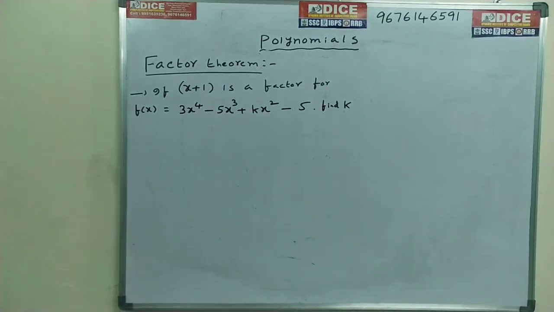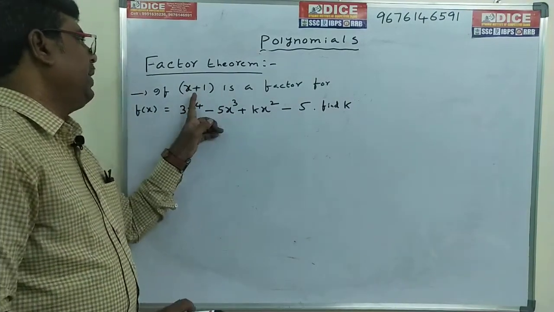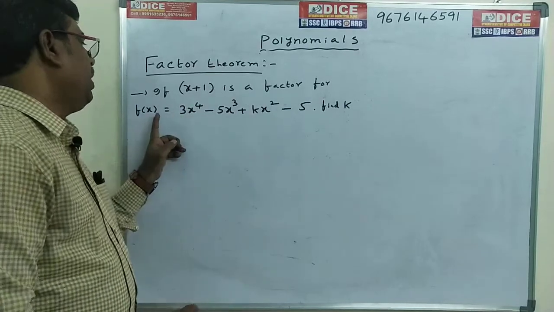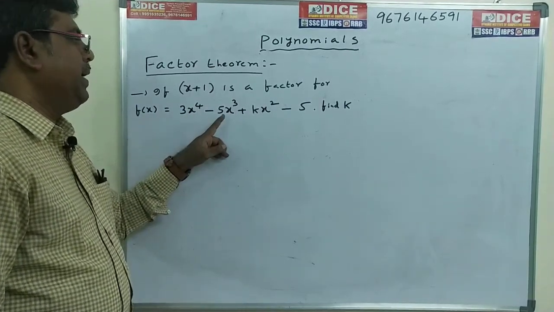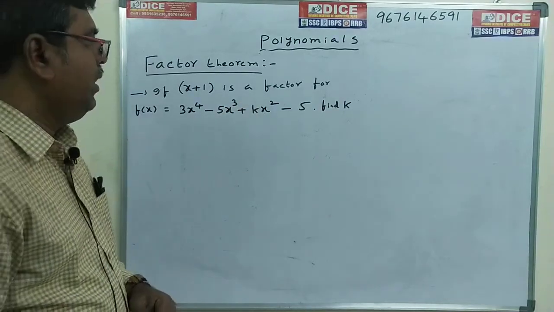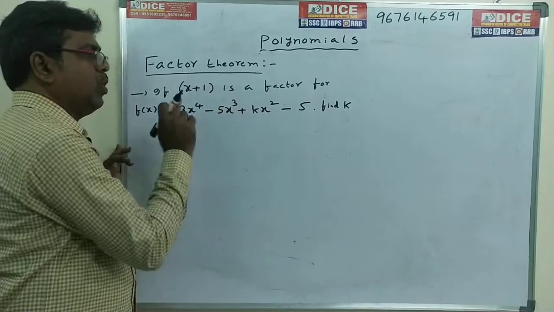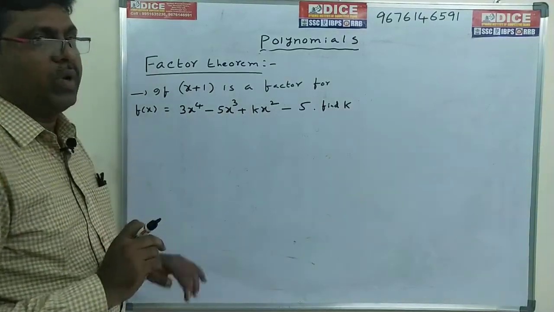Next one: if x plus 1 is a factor for f of x is equal to 3x to the power of 4 minus 5x cubed plus kx squared minus 5, find k. Same model: x plus 1 is a factor for f of x, and find k. Same process we have to do here.